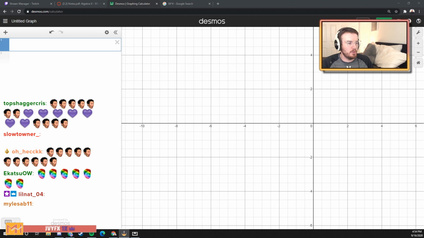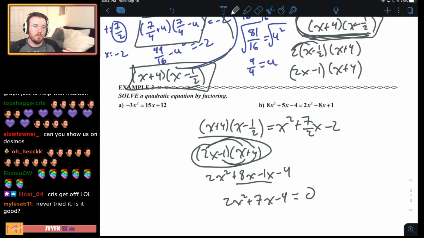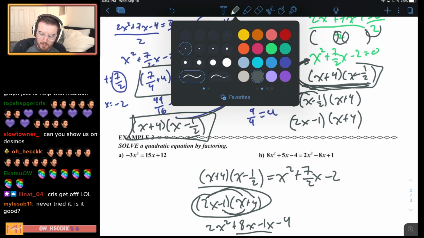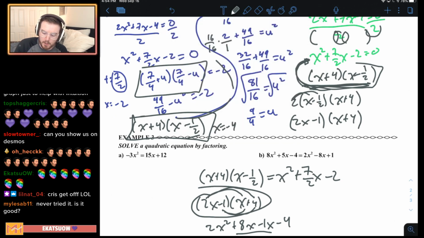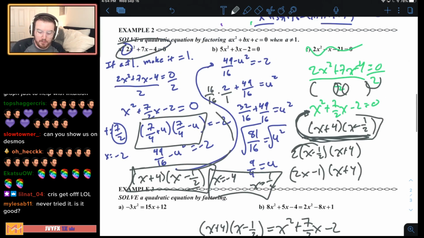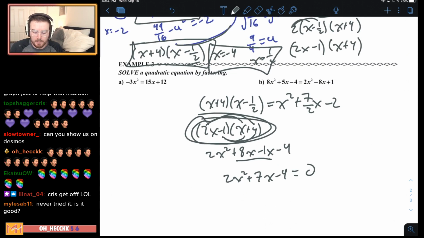I'm not ignoring your question, Slow Turner, but before I just go plugging in Desmos and showing you, oh, you can just do it this way, the answers to this problem are -4 and 1/2, right? The factored form of 2x squared plus 7x minus 4 is 2x minus 1 times x plus 4. Desmos is not going to get you that factored form, and you need to have a strategy to get to that factored form, and that's what I'm showing us right here with this method.